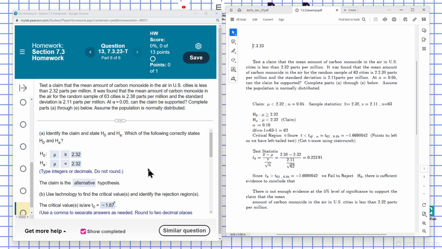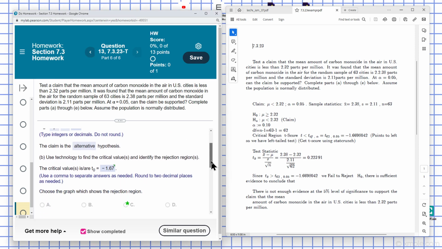So in this case here, the claim is the mean amount is less than 2.32 parts per million. And so the null hypothesis is greater than or equal to 2.32. And to give us some information here, degrees of freedom: we have 63 cities, so n minus 1, degrees of freedom is 62. In this case here, the claim is the alternative hypothesis. You can see that there.